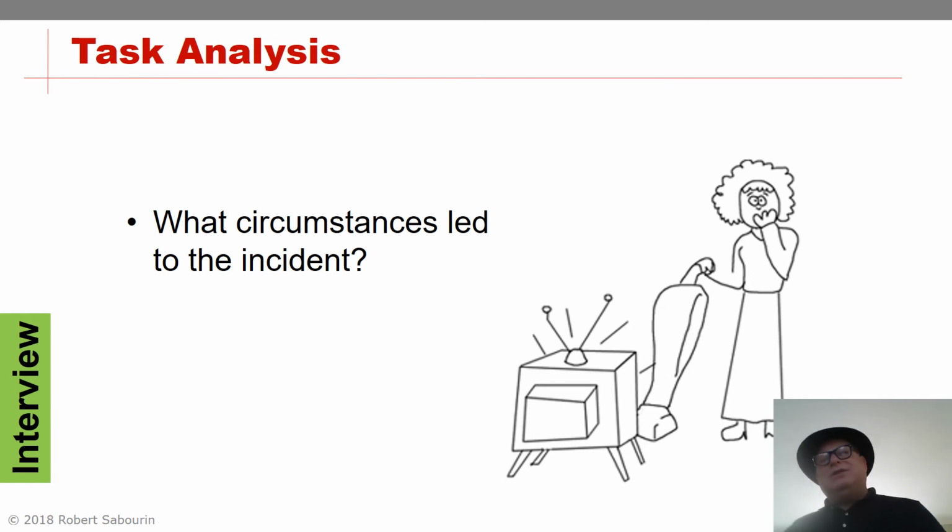We can ask questions about what circumstances led up to the incident, especially if it's an incident that doesn't happen very often. Well, what happened to lead up to this thing? Were there any things precipitating this? Did Indiana Jones remove the icon and therefore the boulder came out of the tunnel? So what circumstances led up to the incident that we're going to hear the story about?